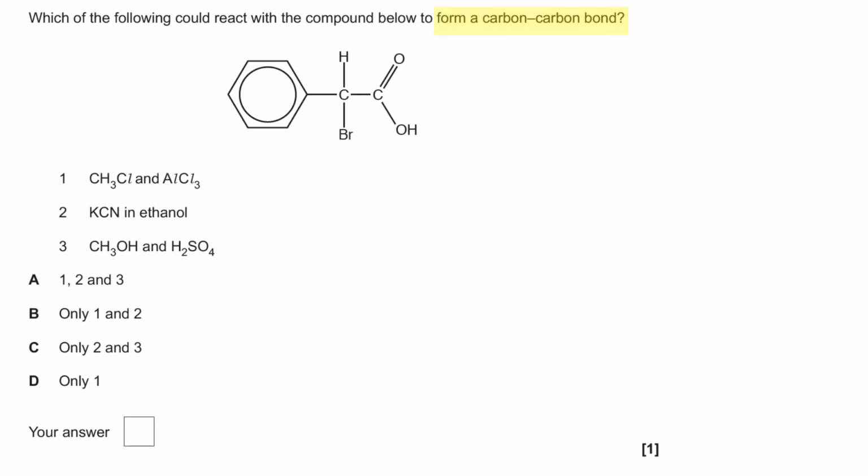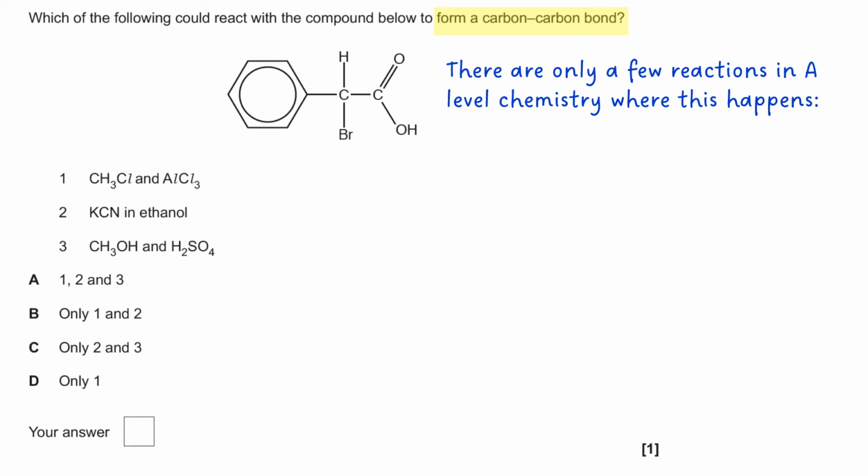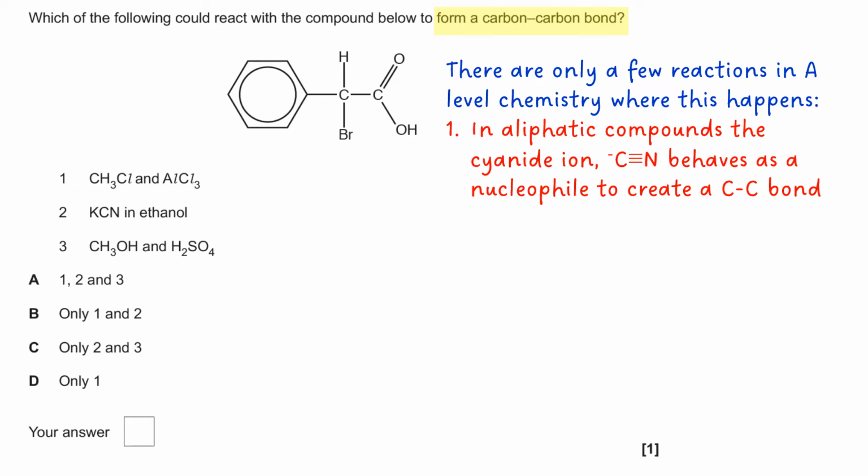So it says, which of the following could react with the compound below to form a carbon-carbon bond? So it's also thinking about what functional groups are present and what they might do. There's only a few reactions in A-level chemistry where this happens. Firstly, in aliphatic compounds, the cyanide ion behaves as a nucleophile to create a carbon-carbon single bond. So if we put the laser pointer on the aliphatic part of this molecule, we're thinking about somewhere around here. So we've got a bromine, we've got a carboxylic acid group as well.